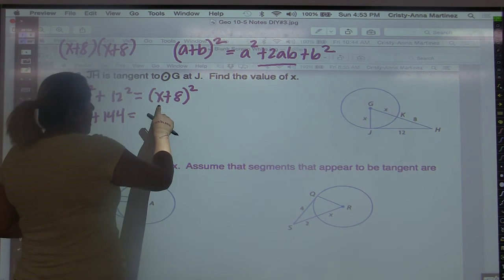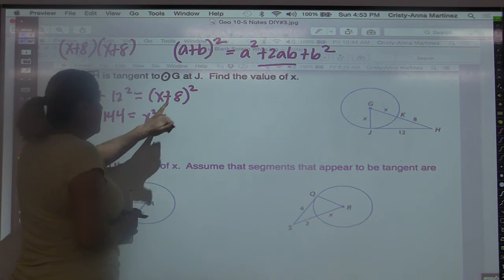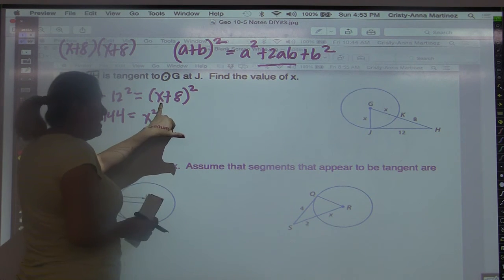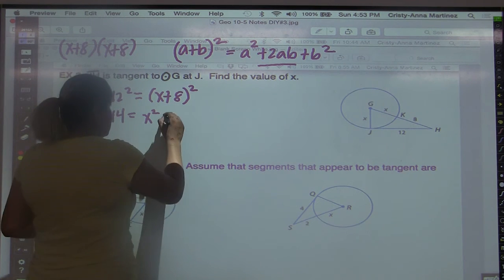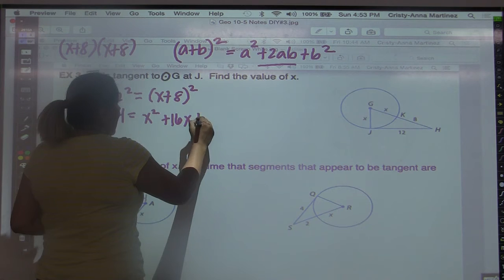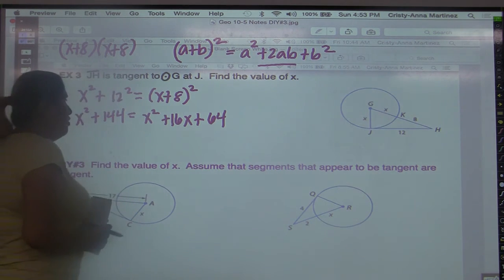So I'm going to say a squared is going to be x squared, plus 2ab means I'm going to take 2 times x, which is 2x, and then times b, which is 8. So 2x times 8 is 16x. And then lastly, plus b squared, which is 64. Alrighty? So don't forget to do that.